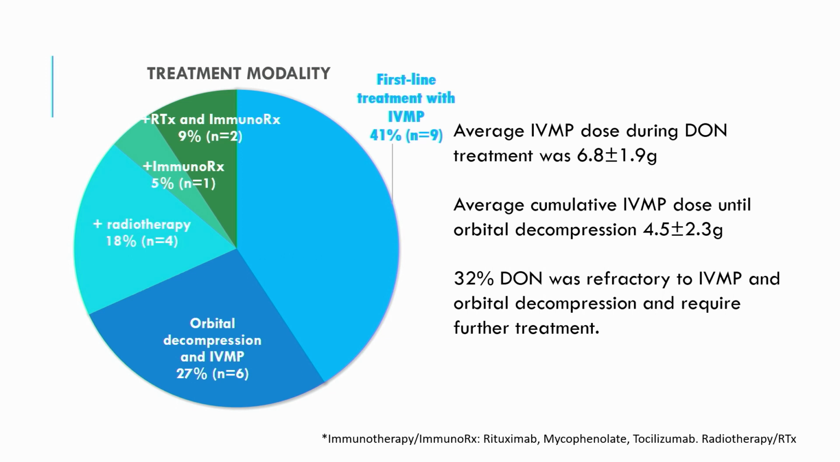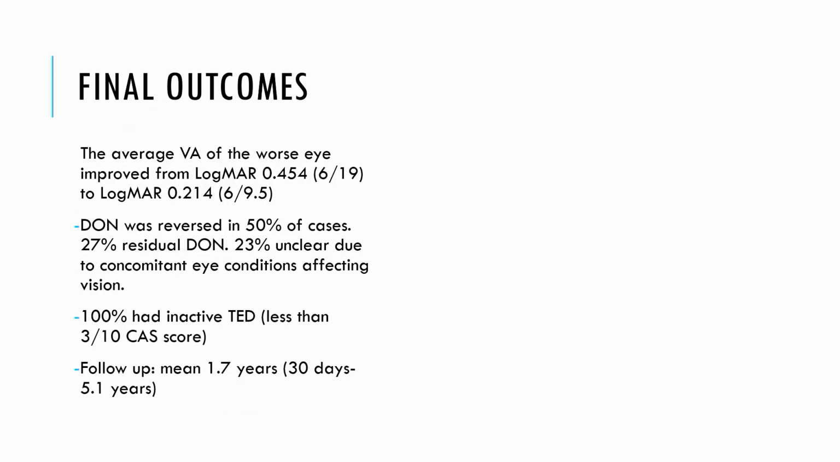So 18% of them proceeded to have additional radiotherapy. 40% had additional immunotherapy, and 9% needed both radiotherapy and immunotherapy to bring DON under control. The patients were followed up on average for 1.7 years.